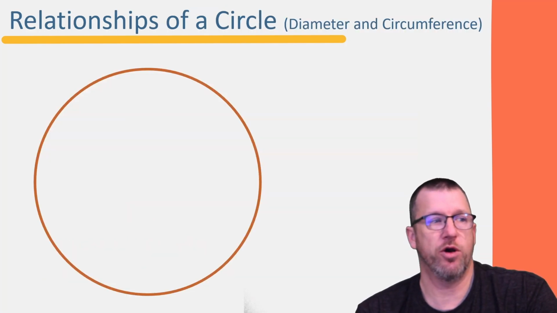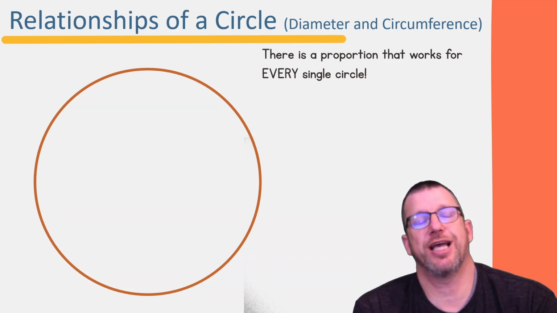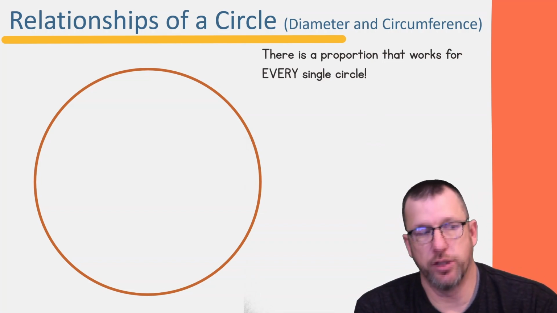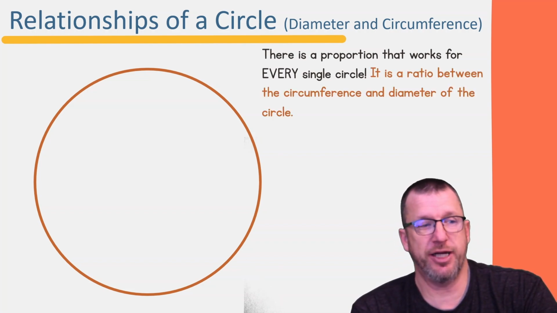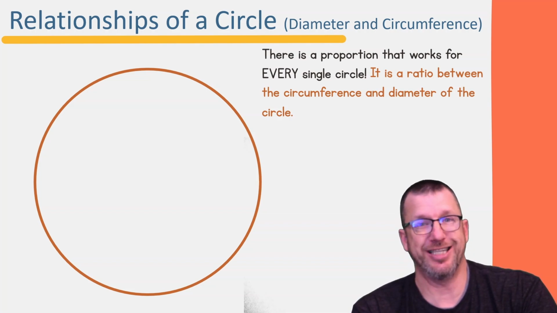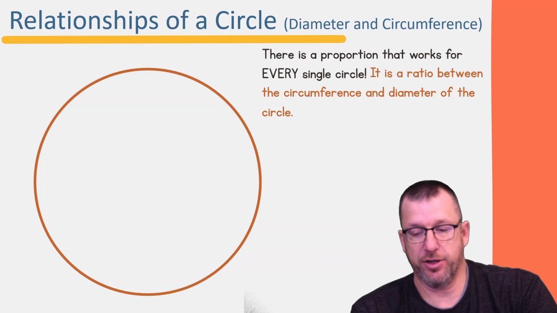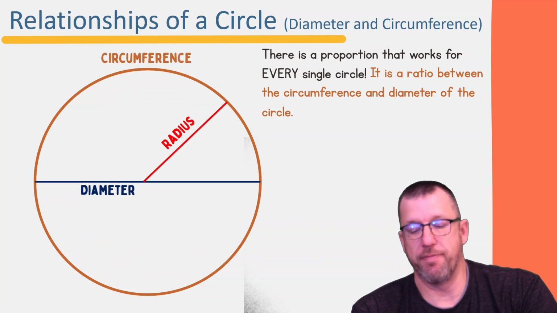Now, what do we know about the relationships of a circle? There is a proportion that works with every single circle. It's a ratio between the circumference and the diameter of a circle. So the circumference is what? It's the outside edge. And what's the diameter? It's the distance across a circle that goes through the middle.